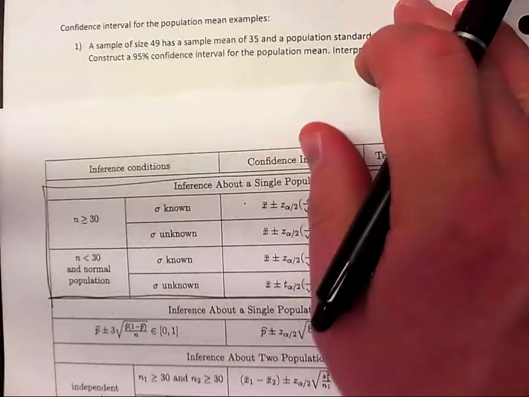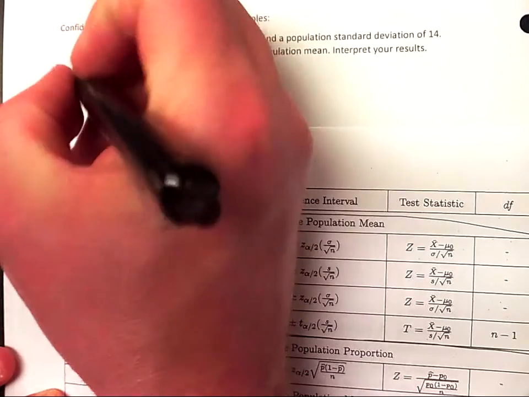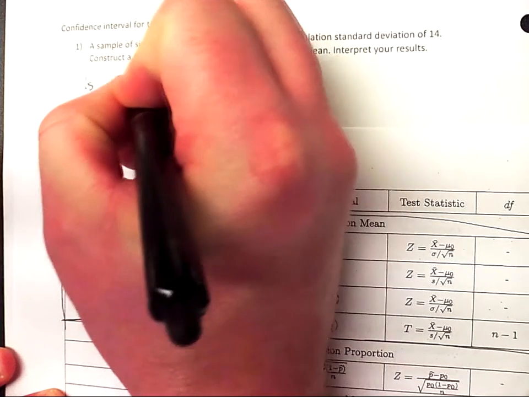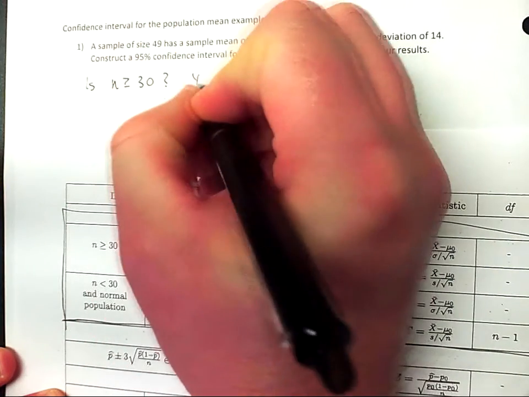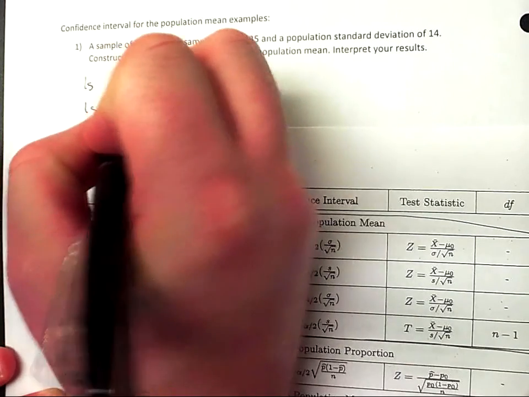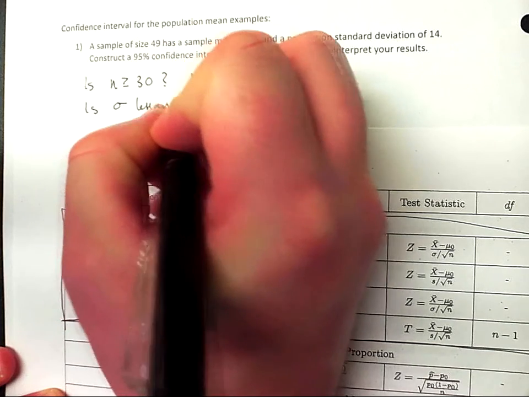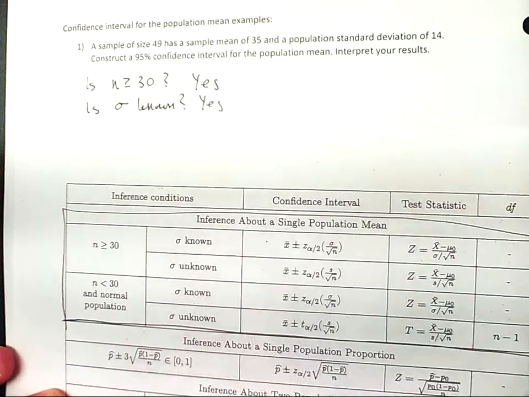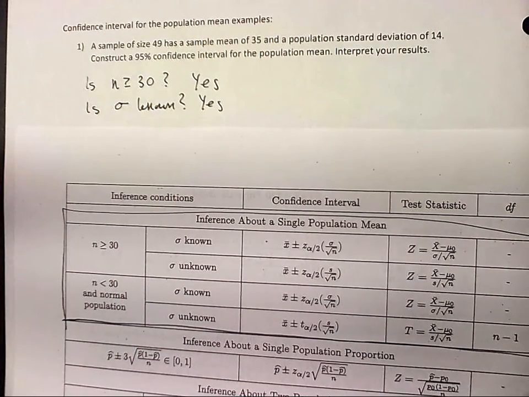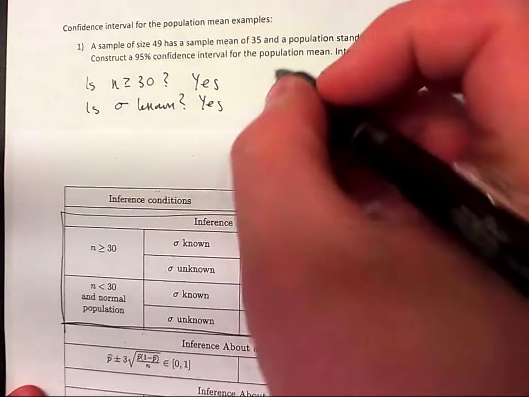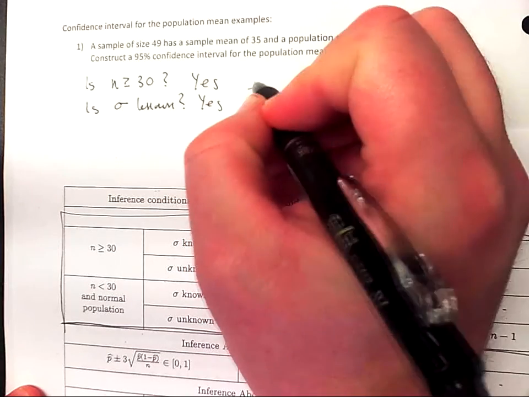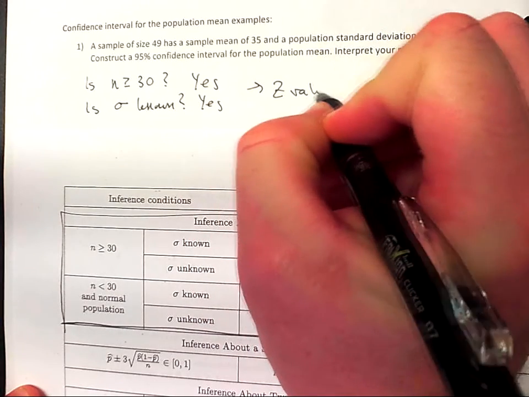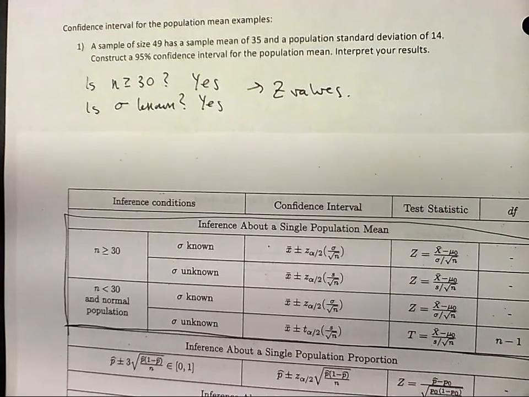So we have a large sample size. So the first question that we're always going to try to answer is, is n greater than or equal to 30? And we said yes. And we said, is sigma known? And to this we also answered yes. So therefore we know that here we're going to be using z values. That's the most important thing, that we're getting the z values out of this.